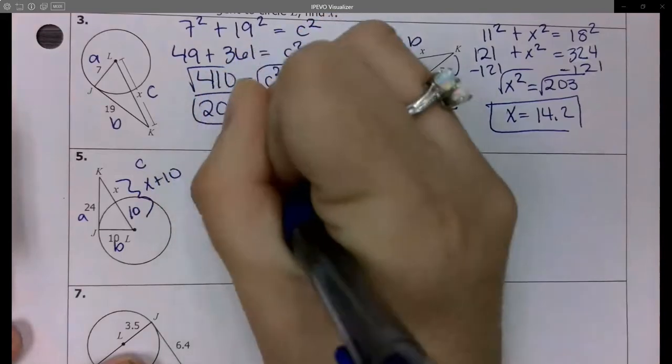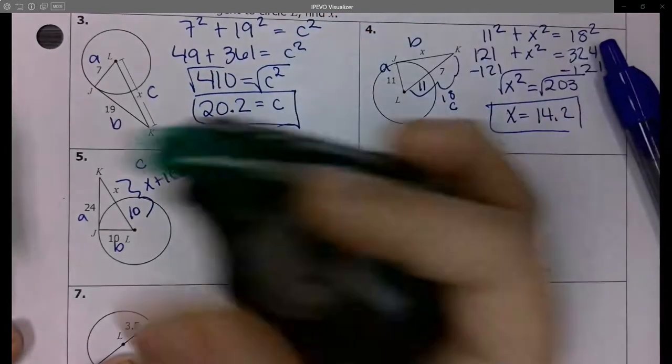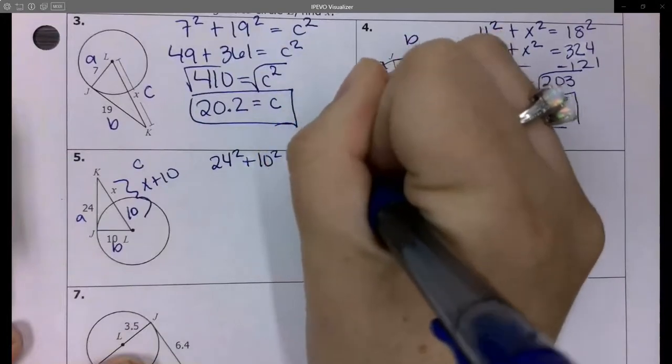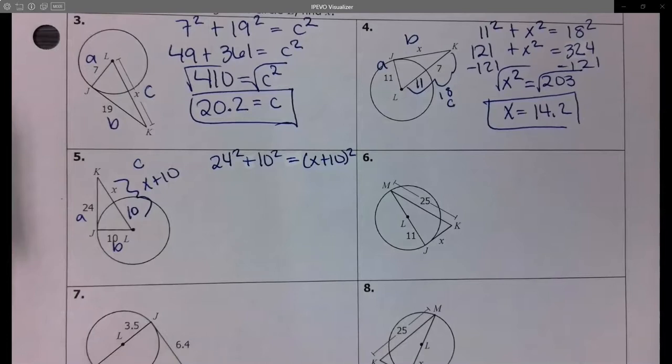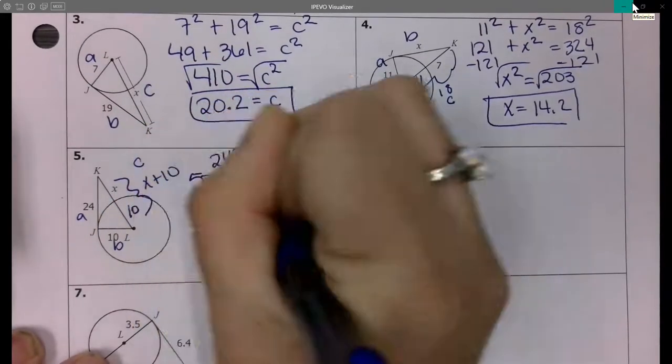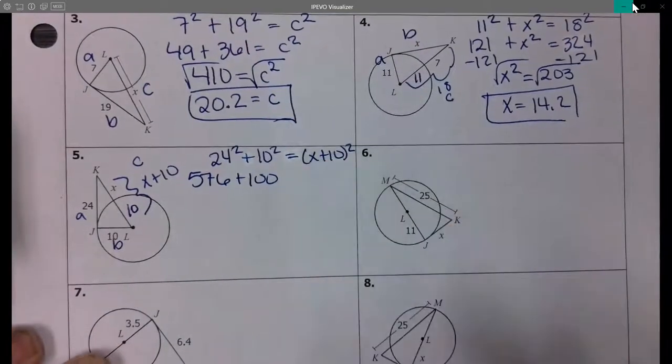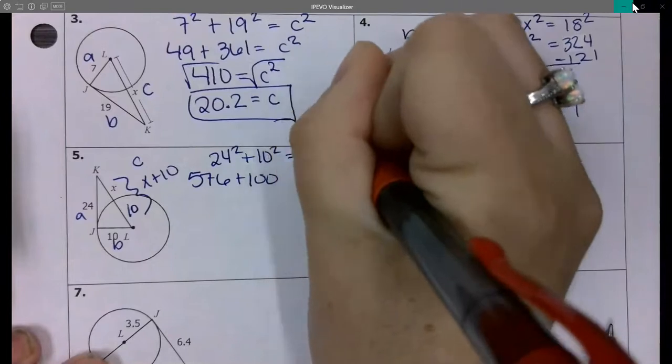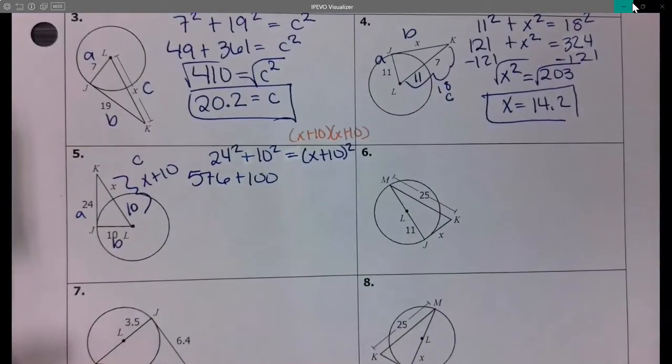So I'm going to have 24 squared equals 10 squared plus, what? Not equals. This should be the plus, this should be the equals, and then x plus 10 squared. Okay, so first I want to figure out what 24 squared is, which is 576. 10 squared is 100. And then this one right here is the same thing as saying x plus 10 times x plus 10. So I have two binomials that are being multiplied by each other.